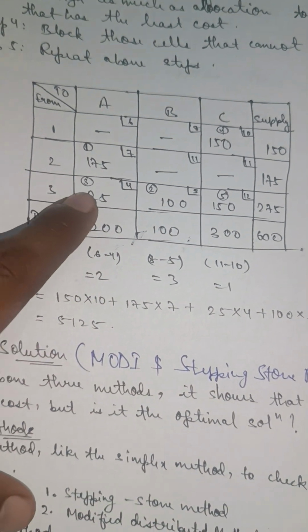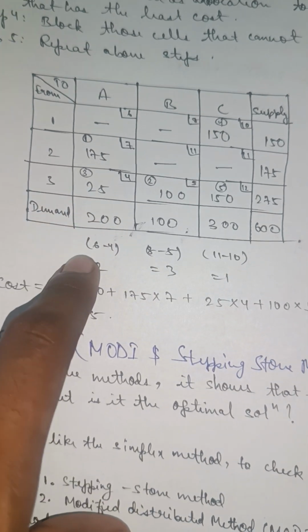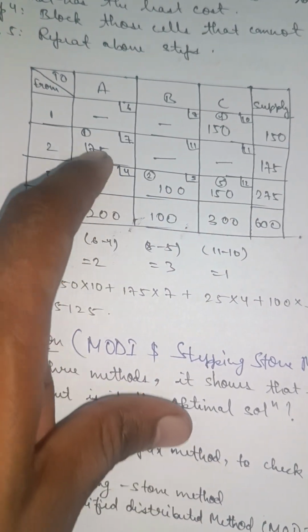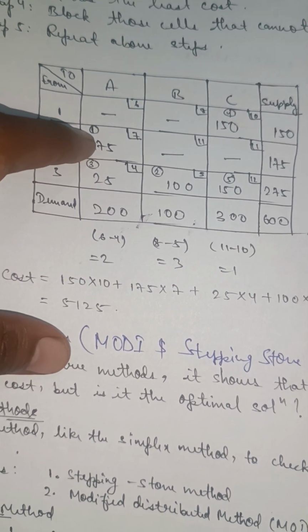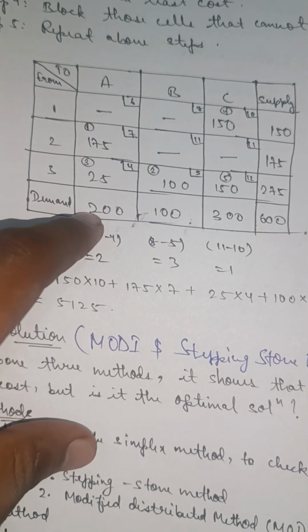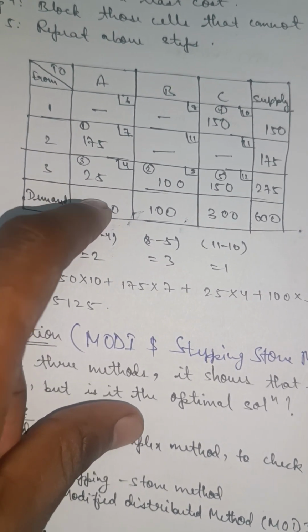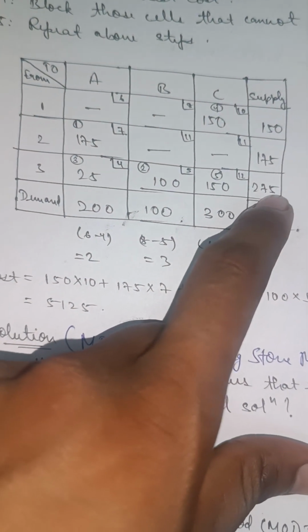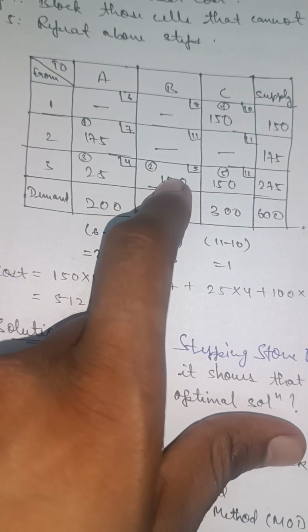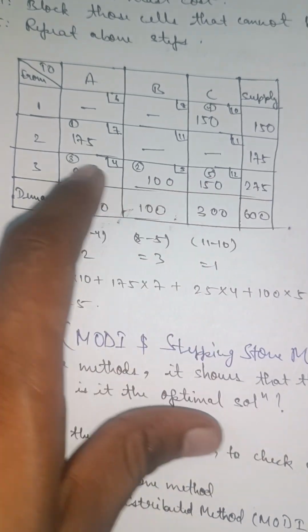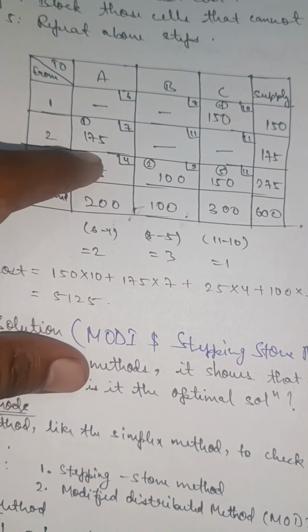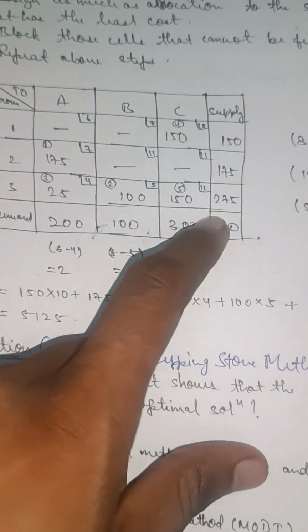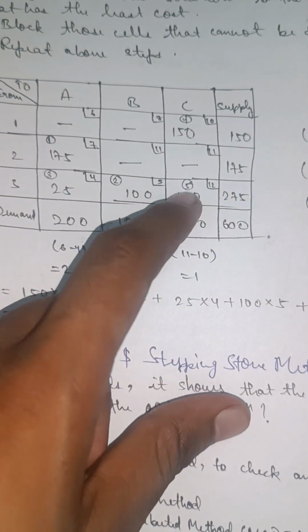Okay, and here we have 4. So what we can do is, we have filled 175 earlier here. Now we are left with only 25 for the demand, and we have 175 available, because 100 we filled earlier here and 175 was left, so we can easily fill 25 here, and the rest amount is filled here.